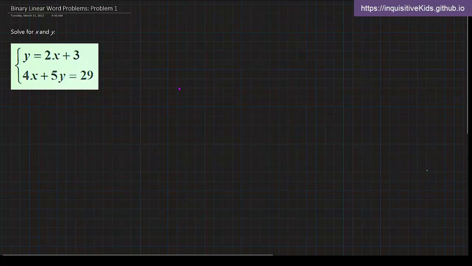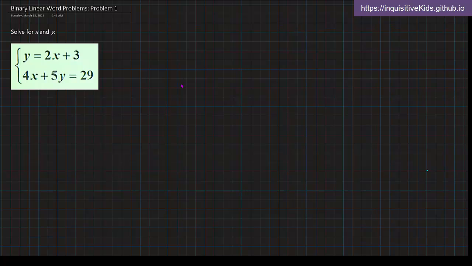So once we start talking about binary linear word problems, you'll start to notice that a lot of these expressions and equations are in a group. So you'll start seeing this bracket sign, and this bracket means it's in a group, it's a set. So let's look at the first problem, problem 1. And we're trying to solve for x and y. So we know that y is equal to 2x plus 3 and 4x plus 5y equals 29.